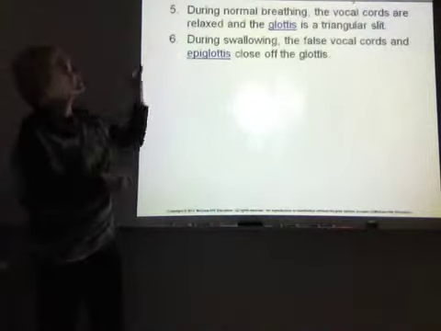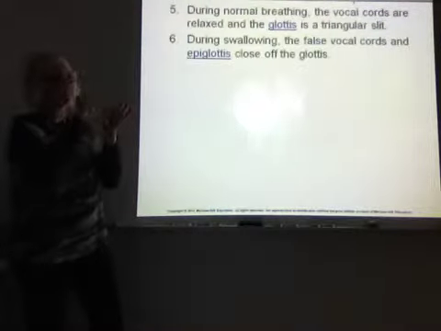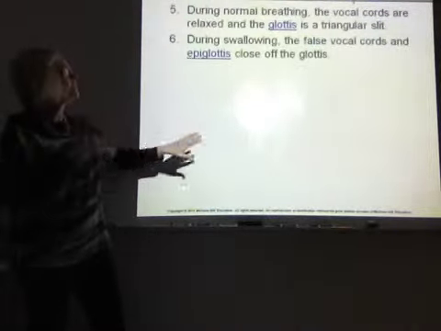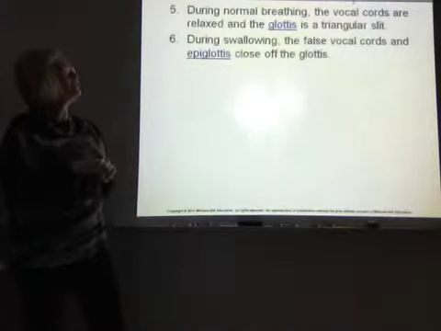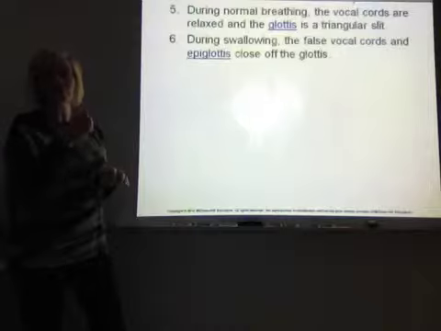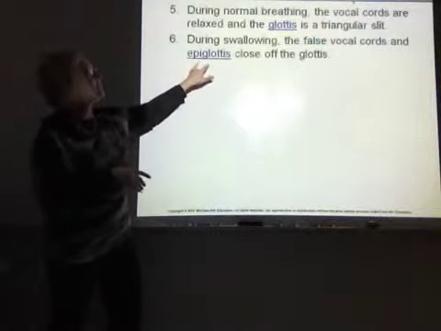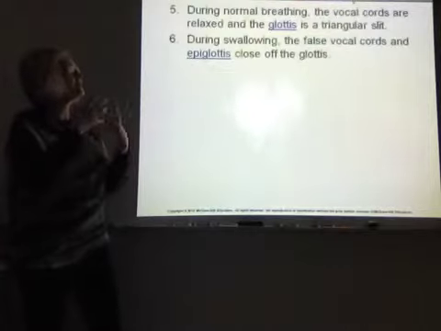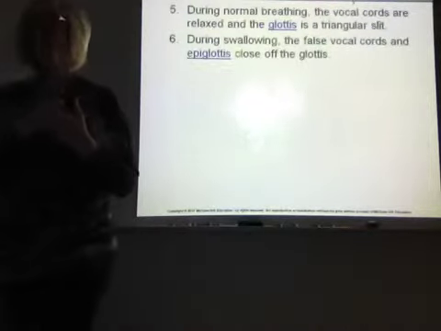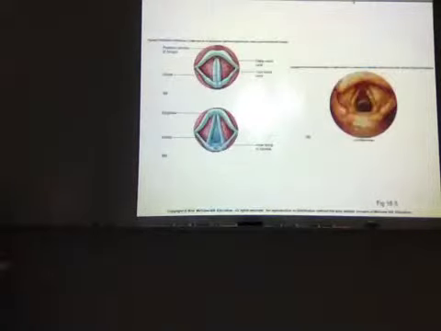In normal breathing, vocal cords are relaxed. The glottis is a little slit that's located, we'll look at a picture of that. And then during swallowing, when you actually have food in your mouth and you're swallowing, the false vocal cords and the epiglottis close that off so that you don't get any of that food into your air passages.